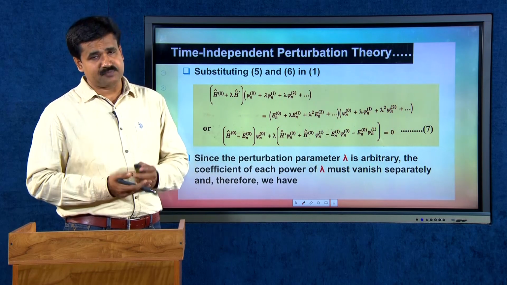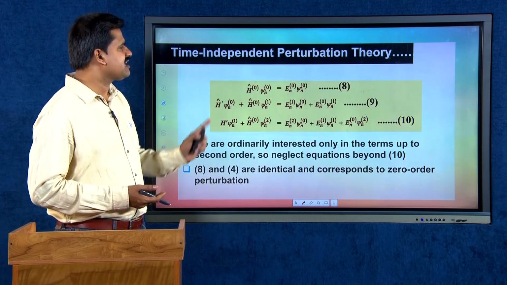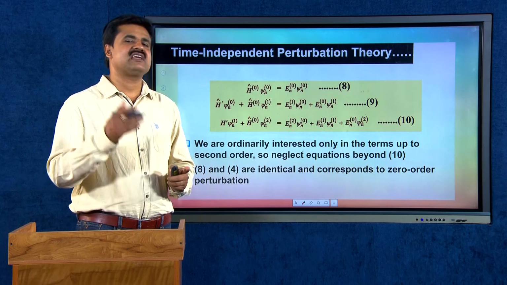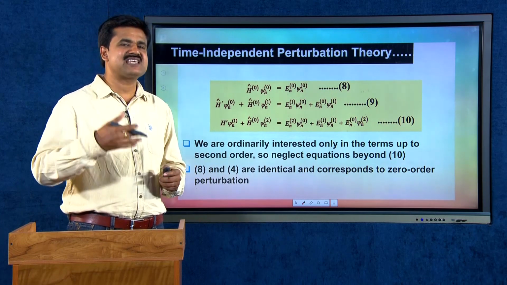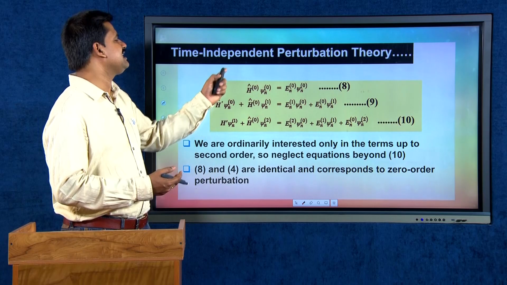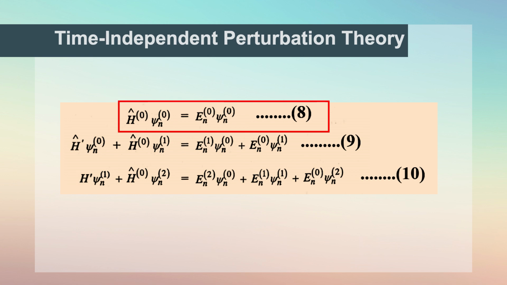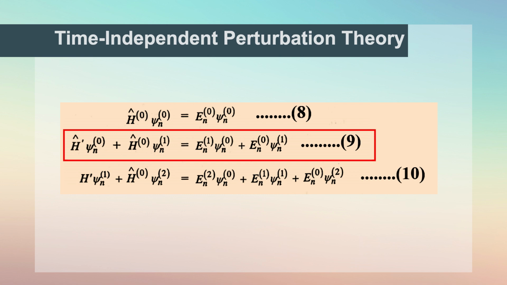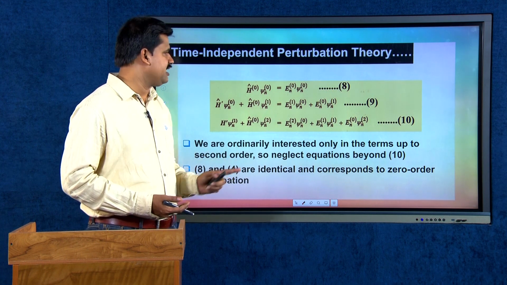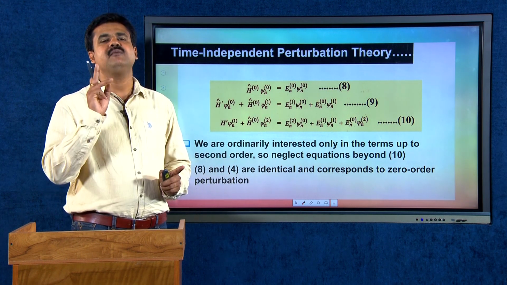must vanish separately. Therefore, we are getting 3 important relations. We can write many more relations also, and we are discussing up to second order correction. So, we are getting these 3 important relations: H hat 0 psi n 0 is equal to En 0 psi n 0, that is the 0th order correction, and equation number 9, that is H hat dash psi n 0 plus H hat 0 psi n 1 equal to En 1 psi n 0 plus En 0 psi n 1. And in equation 9, the power of each term will be 1.